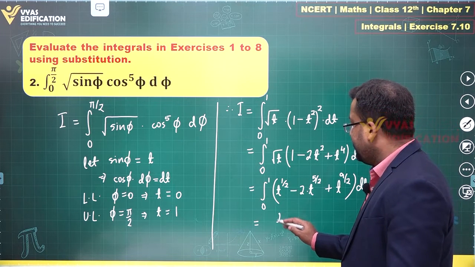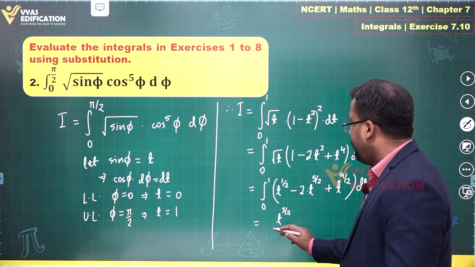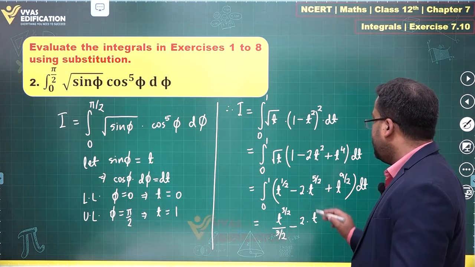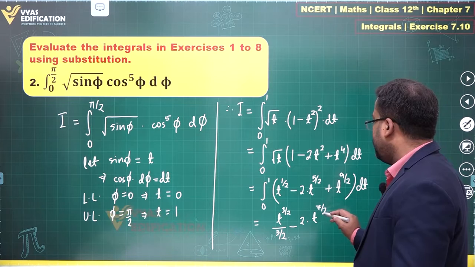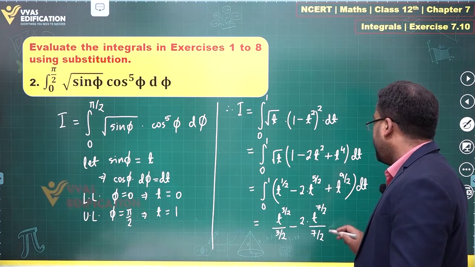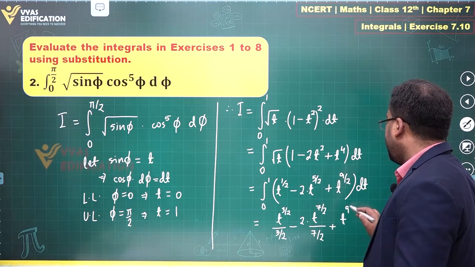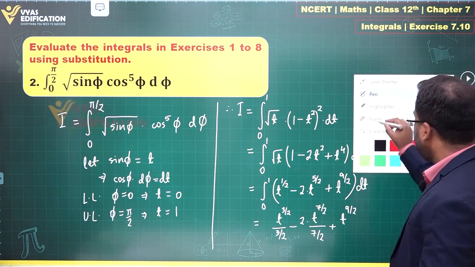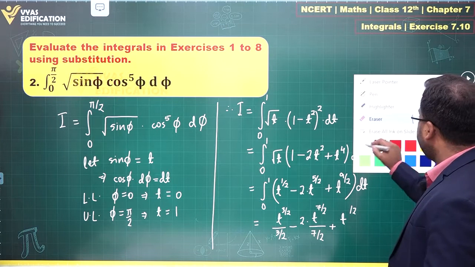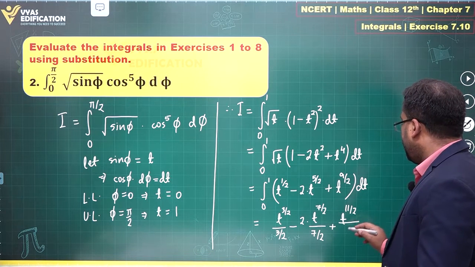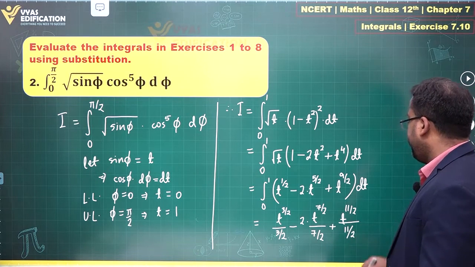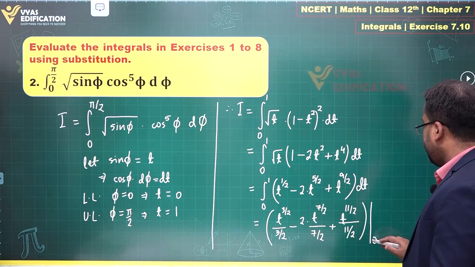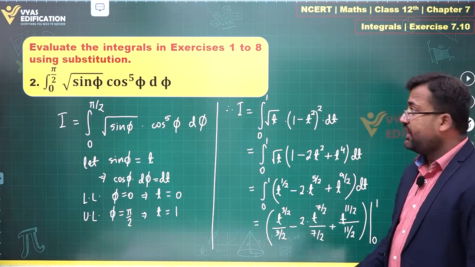This is t power 3 by 2 upon 3 by 2 minus 2 times t power 5 by 2 plus 1, which is 7 by 2 upon 7 by 2 plus t power 9 by 2. Okay, 9 by 2 plus 1 will be 11 by 2 actually. This will become 11 by 2 upon 11 by 2. And the limits of this will be 0 to 1. This is what you'll get.